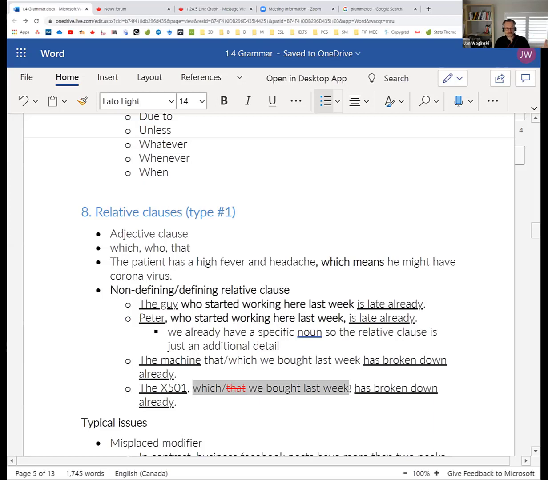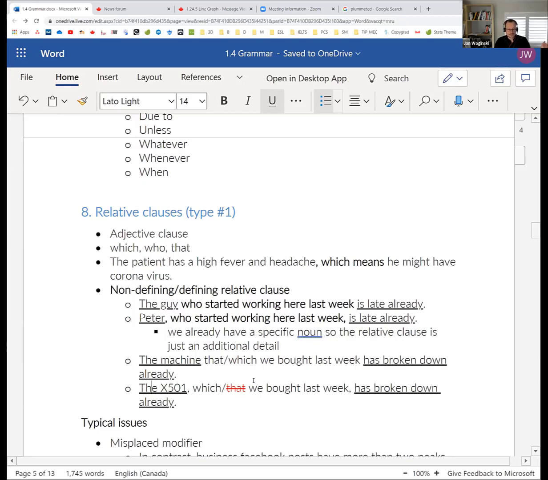You're just expressing the fact that, oh my gosh, this thing is brand new. We just bought it last week. It's an extra detail. Here, in the first example, the machine, I need that detail to know what you're talking about. The machine that we bought last week has broken down already. No pauses. The X501, which we bought last week, has broken down already.